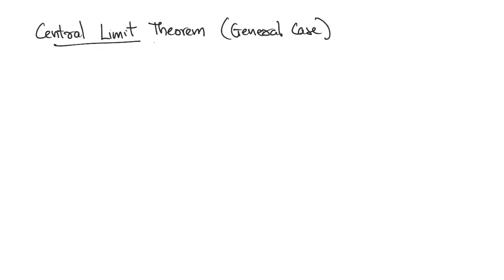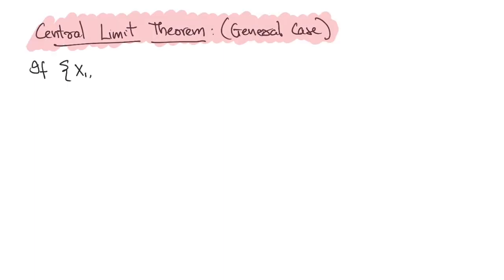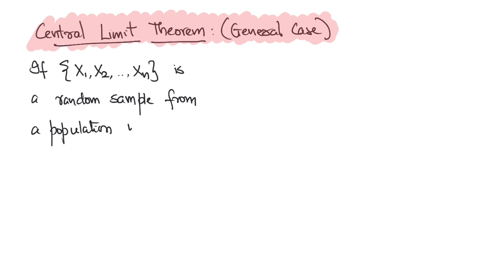The setting for this case is that we have a random sample containing random variables x1 through xn that are coming from a population that has mean mu and variance sigma squared. We have no more information about the distribution of the population.